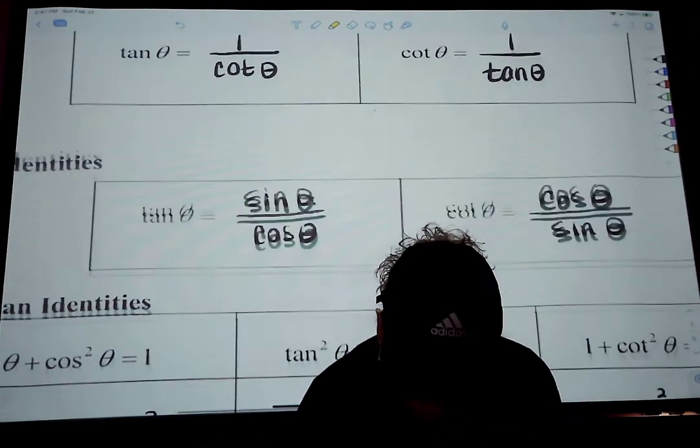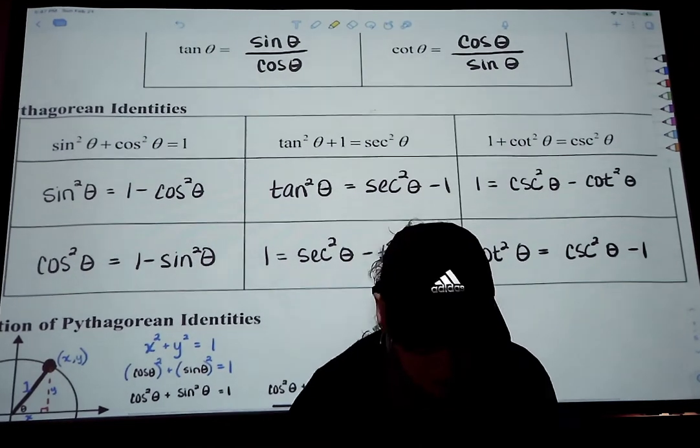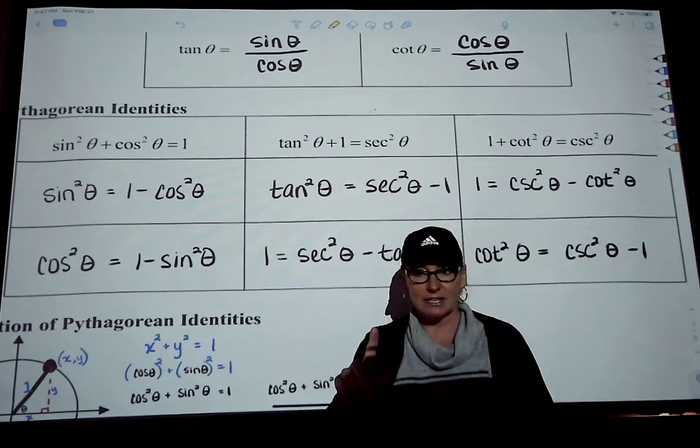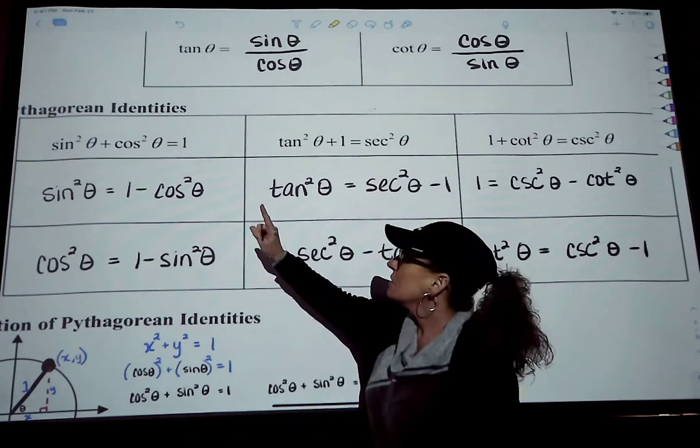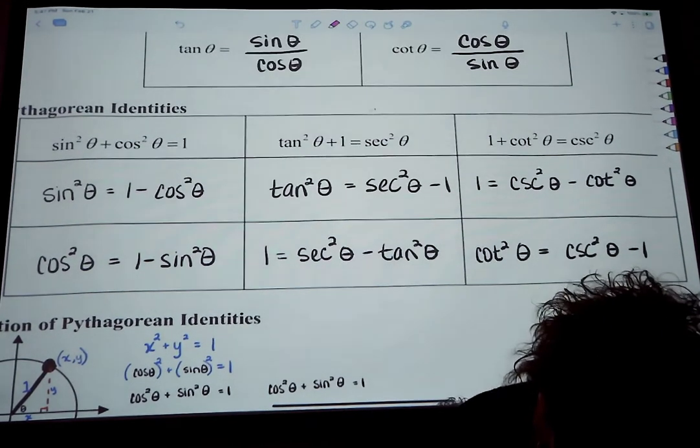Now, below we've got these Pythagorean identities. I know, these look intimidating, but honestly, I have this one memorized. I got it.